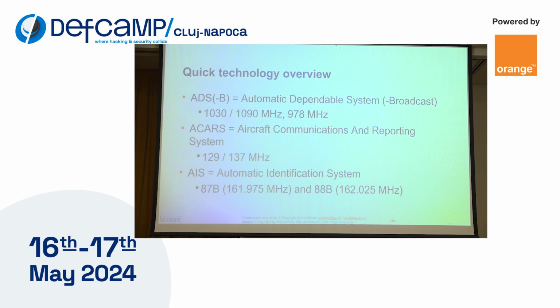But there's also 1030, which is the interrogation. You can think of it as a radio frequency ping reply. So on 1030, the air traffic control or other airplanes can send a request, hey, can you give me your ADSB information? And then they'll reply on 1090, okay, here's my information that you've requested.